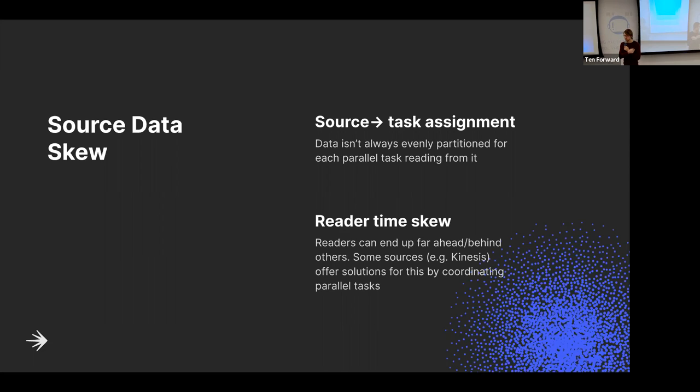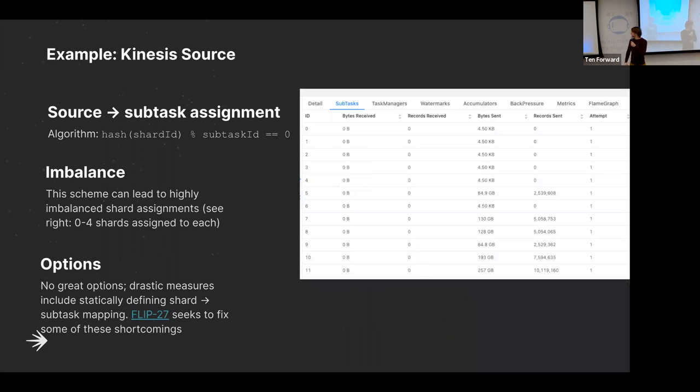There are some solutions offered by some of the sources for Flink. Kinesis gives you the option to have what they call a job manager watermark tracker that'll try and coordinate all the watermarks of the Kinesis shards. And it'll tell readers who have more data to read than others to hold on and slow down. But unfortunately, that's an optional feature, so it's not available in all Flink sources.